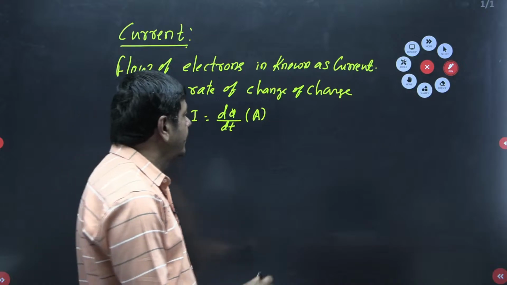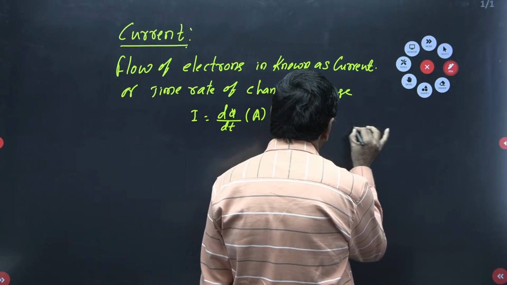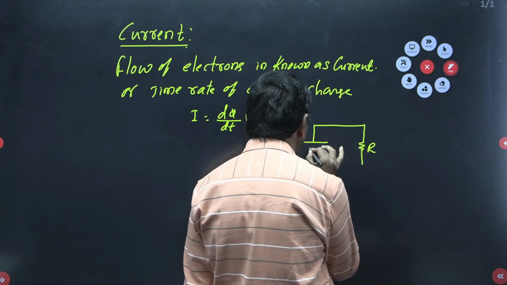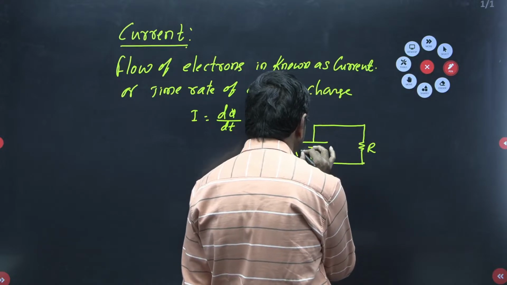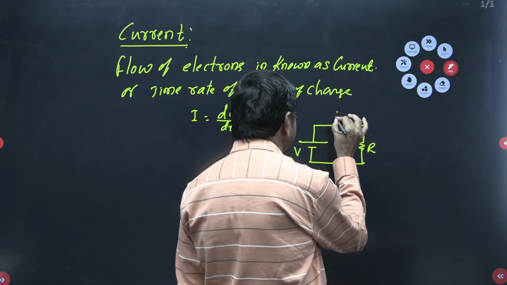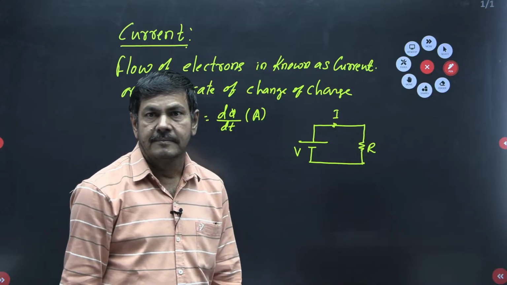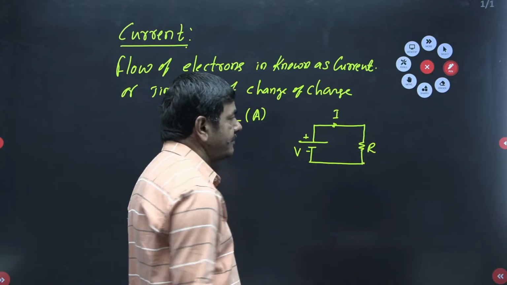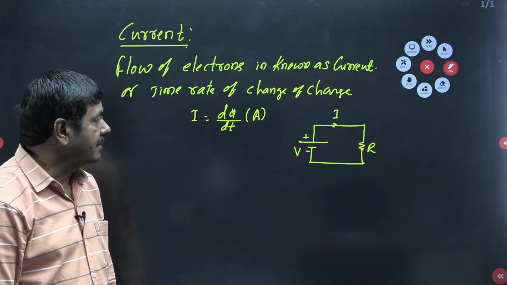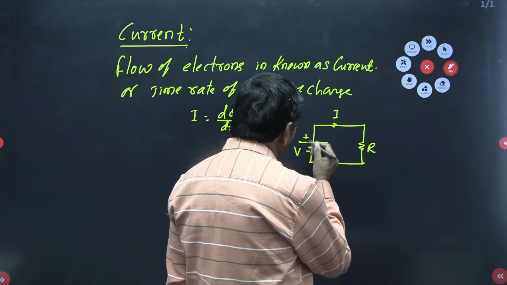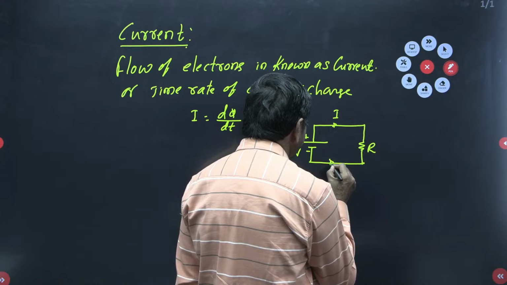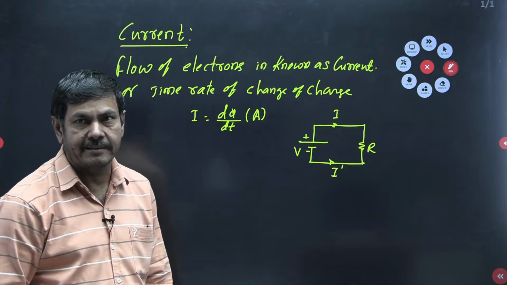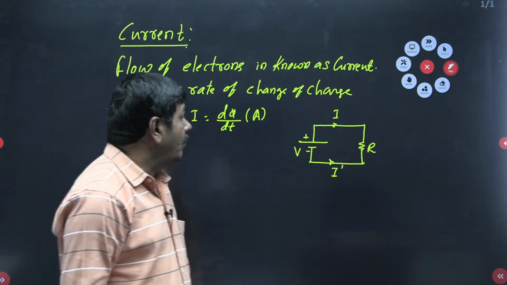But here I selected one circuit like this. The resistance R is connected with a supply voltage V. Current is going to flow this side. Current direction is taken from the positive terminal to the negative terminal. That is very important. But suppose you have taken minus to plus, we can give the name I dash or I1 or minus I. I dash is nothing but minus I.